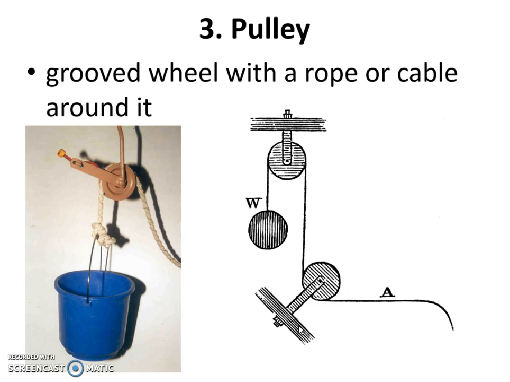The third one we're going to talk about is a pulley. The first thing I think about when I think of a pulley is opening blinds. If you pull that string down, you are lifting the blinds using a pulley. A pulley has a grooved wheel with a rope or cable around it. Here's a good example: here's the grooved wheel, and here is the rope. What the pulley does is change the direction of a force, which can make it easier to move. So you're changing the direction of the force with the pulley.